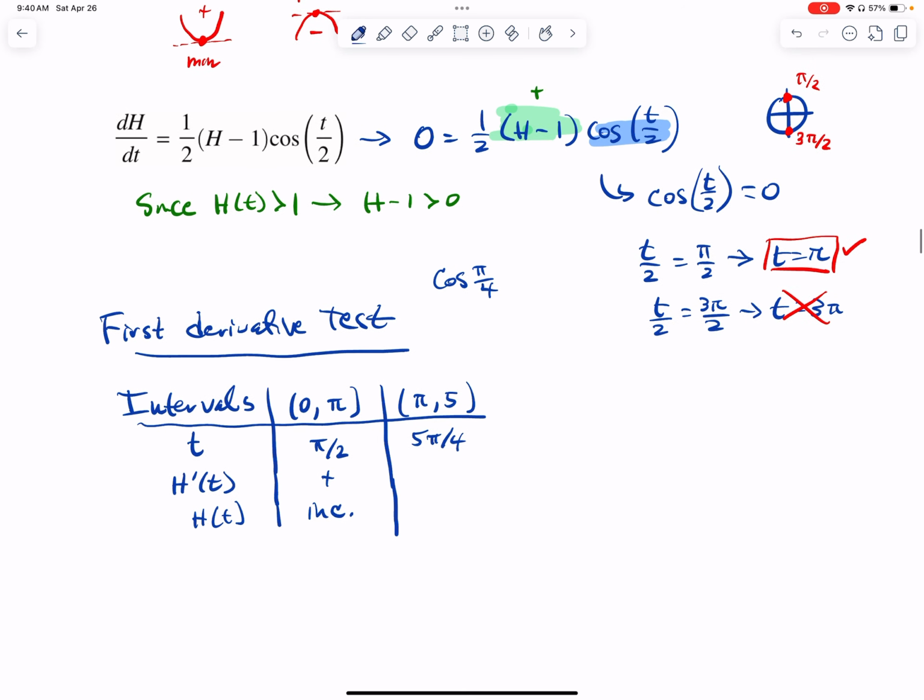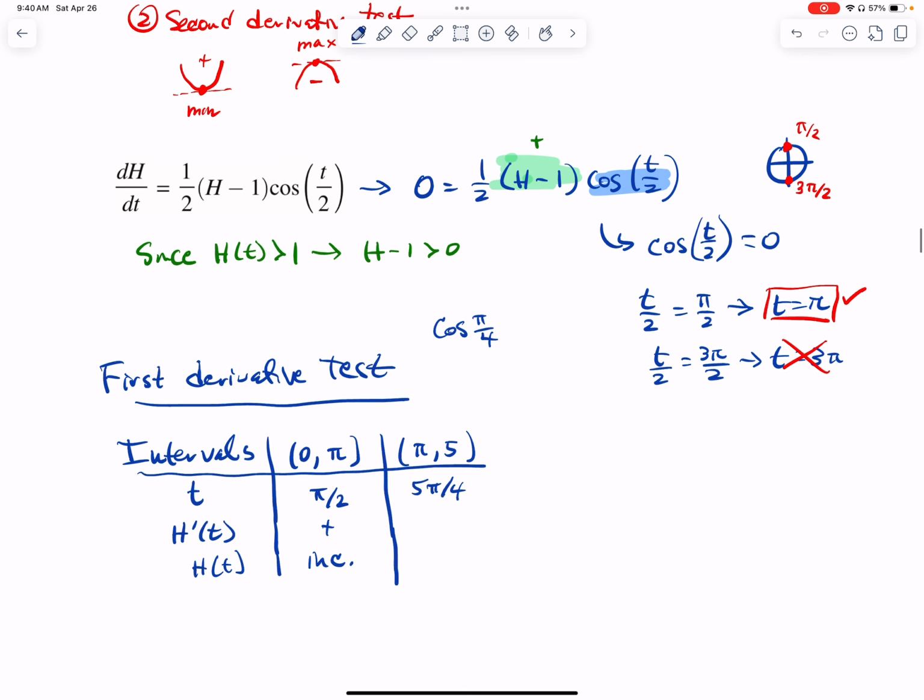All right, and then the 5 pi over 4. 5 pi over 4 divided by 2 is the cosine of 5 pi over 8. So counting by 8s, this is over a half, right? Because 4 pi over 8 would be a half. So it's just to the left of that, which is in quadrant 2. Cosine in quadrant 2 is negative, making the whole derivative negative.